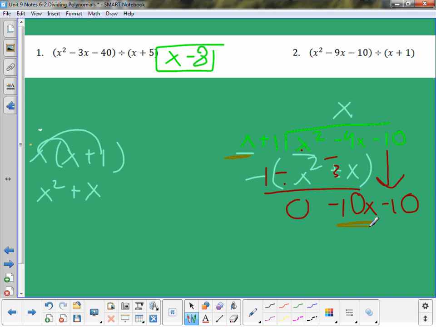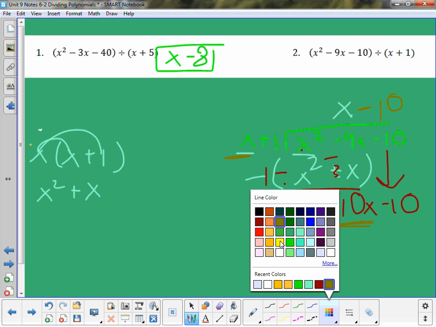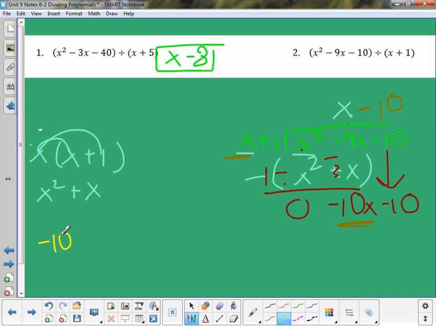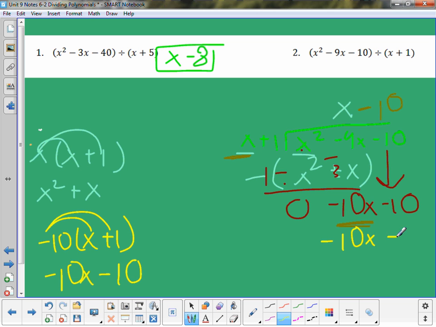What do I multiply x by to get negative 10x? Well, I need to multiply it by negative 10. So then as some side work here, I'm going to take negative 10 times my x plus 1 and distribute that in. So then I get negative 10x minus 10. So I'm going to write that here.